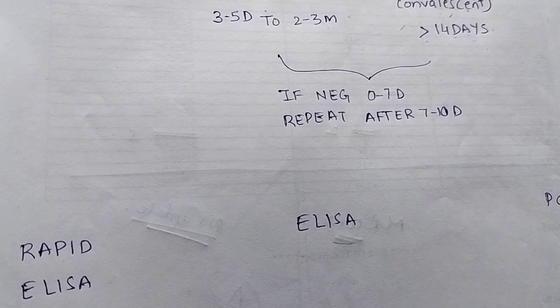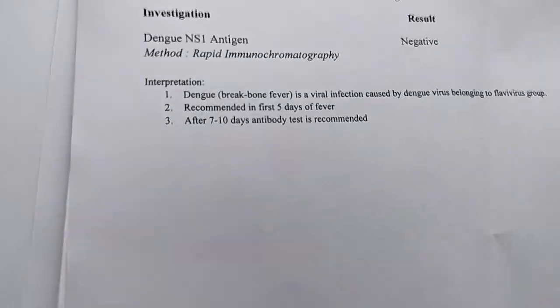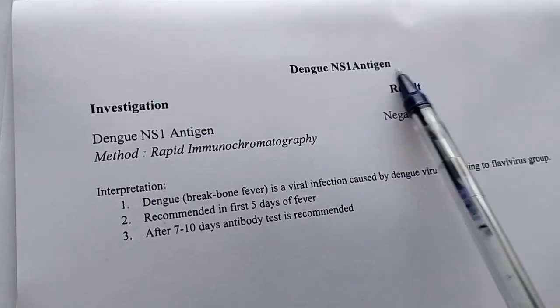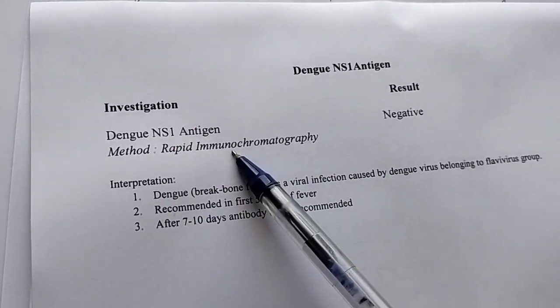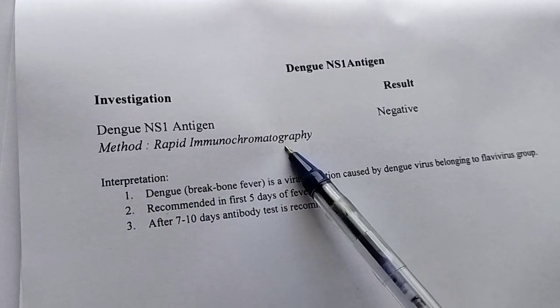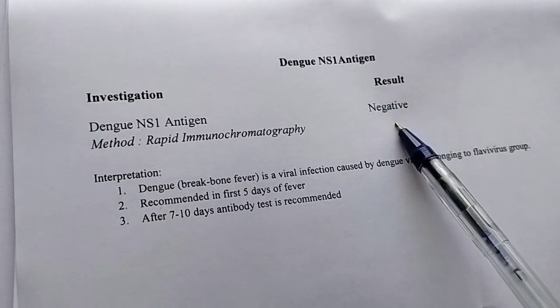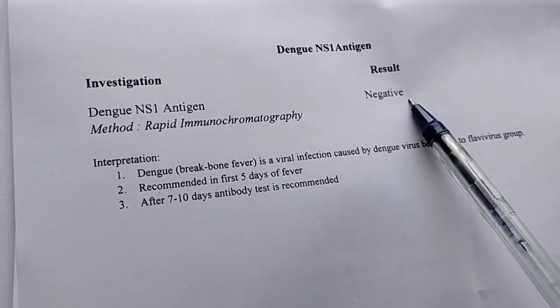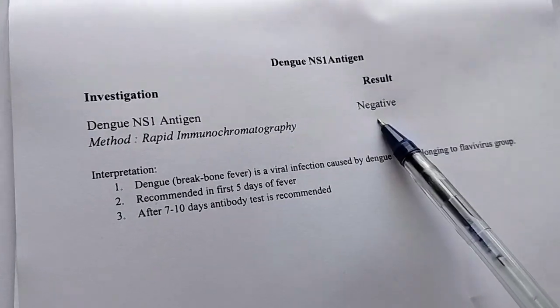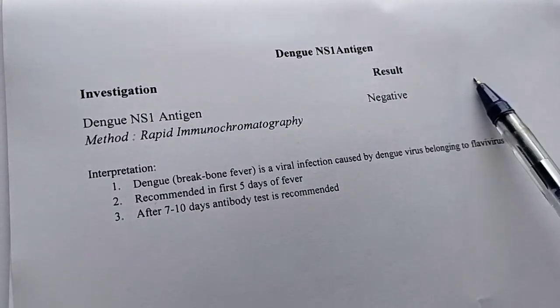Now let's see some of the reports of dengue. This is a dengue NS1 antigen report. Here antigen is detected and the method is rapid CART test, that is rapid immunochromatography. The result is negative. So early in the infection, if you are doing it 0 to 5 days and this is coming out to be negative, then there are chances that the infection is not dengue and something else.